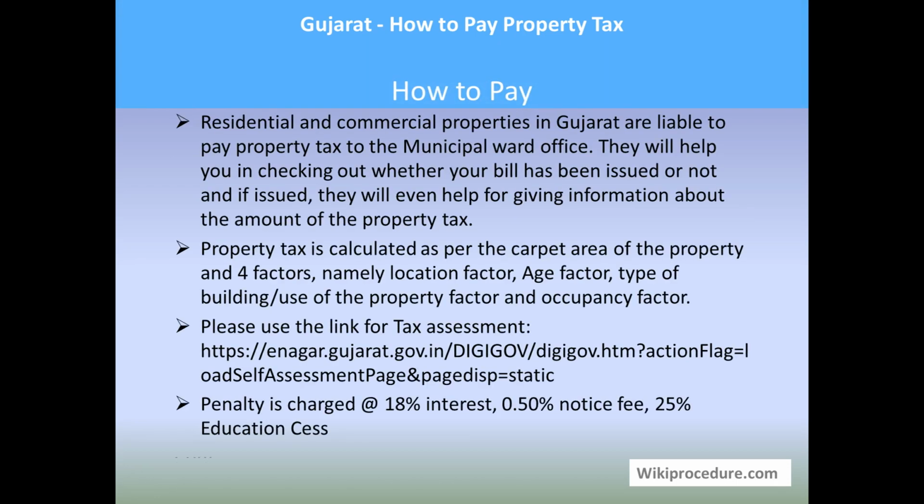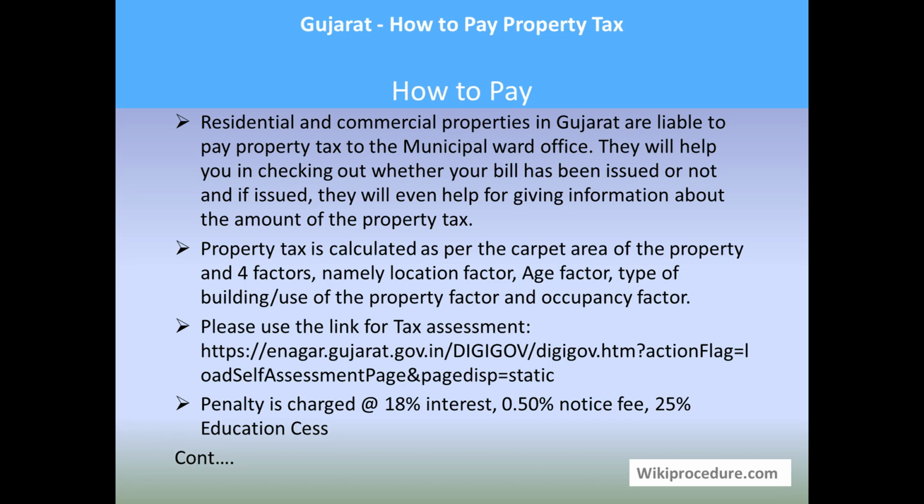Let us see how to pay. Before that, residential and commercial properties in Gujarat are liable to pay property tax to the municipal board office. They will help you check whether your bill has been issued or not. And if issued, they will even help by giving information about the amount of the property tax. So they are very helpful in getting doubts clarified.